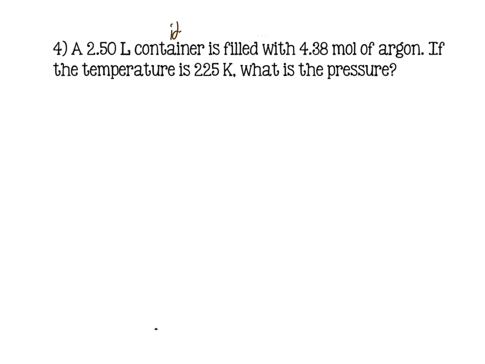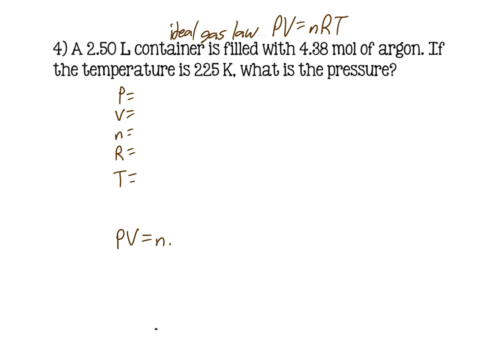Now let's look at problems 4 through 8. For these problems, we will use the ideal gas law, or PV equals nRT. A 2.50 liter container is filled with 4.38 moles of argon. If the temperature is 225 Kelvin, what is the pressure?